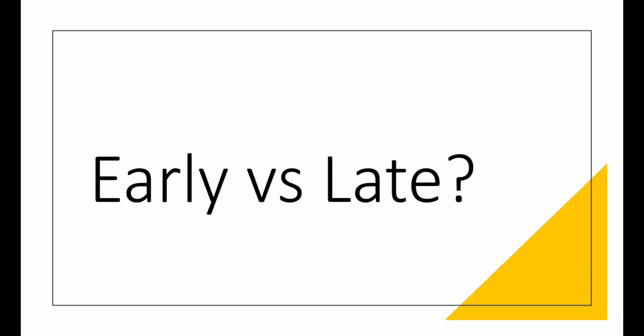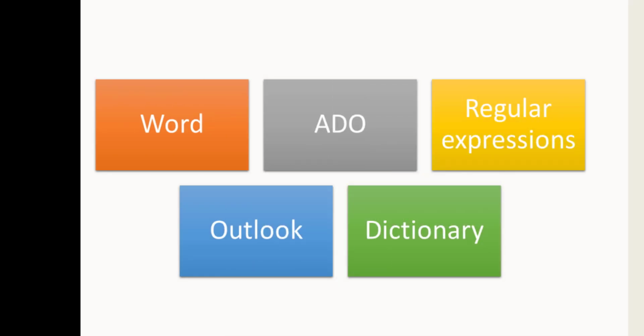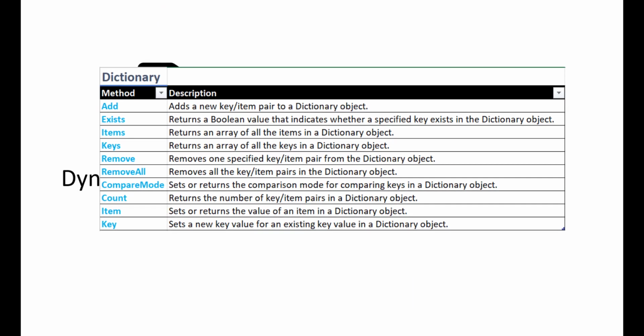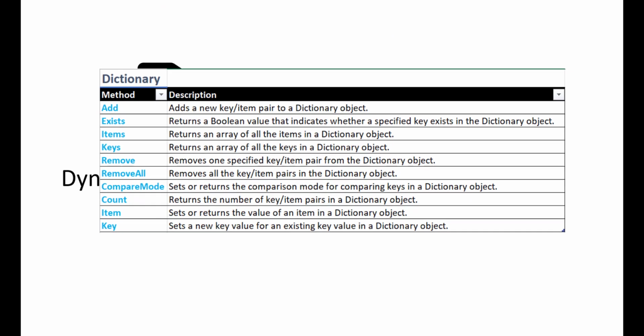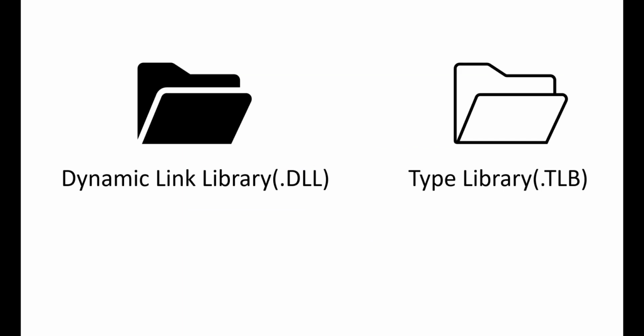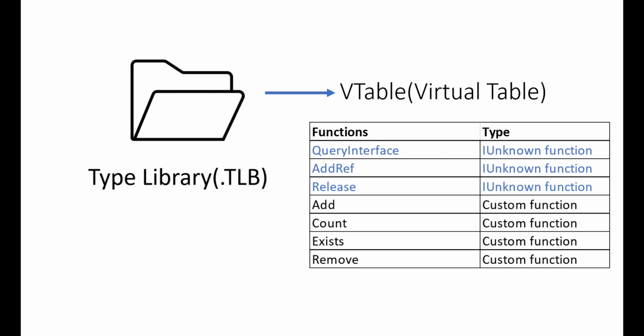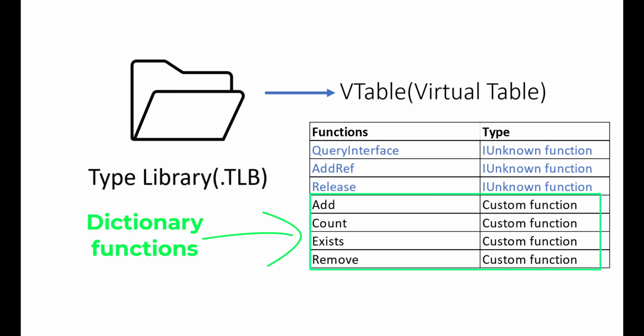What is the real difference between early and late binding? We know binding is used when we use an external library. And in simple terms, an external library is a dynamic linked library, or what we call a DLL file. This file contains functions which we can use. For example, with the dictionary, we have access to functions like Add, Remove, Count, and so on. The DLL normally has a type library file that comes with it, and this file contains a virtual table. And this table is a list of the available functions for that library.